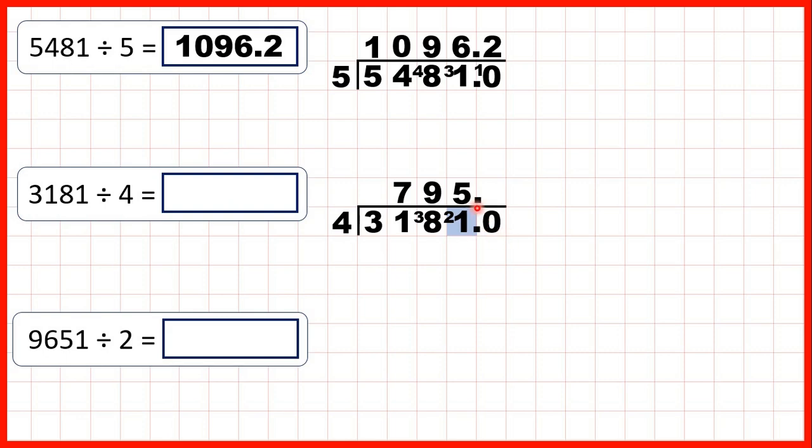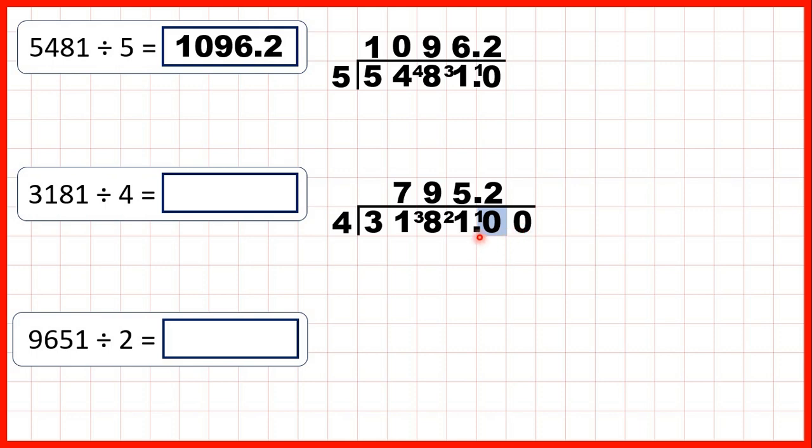And 21 divided by 4 is 5, remainder 1, so we extend with a point 0, copy up the decimal point into our answer line, and then we can write the remainder in front of the tenths digit. So now we have 10 divided by 4. That's 2, remainder 2. So we need to extend with a 0 in our hundredths place value as well.